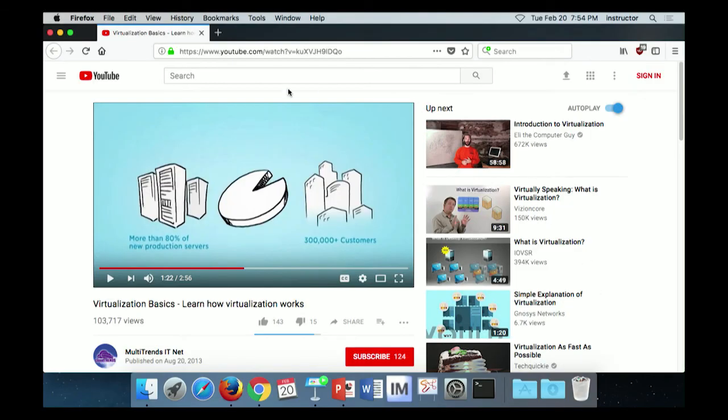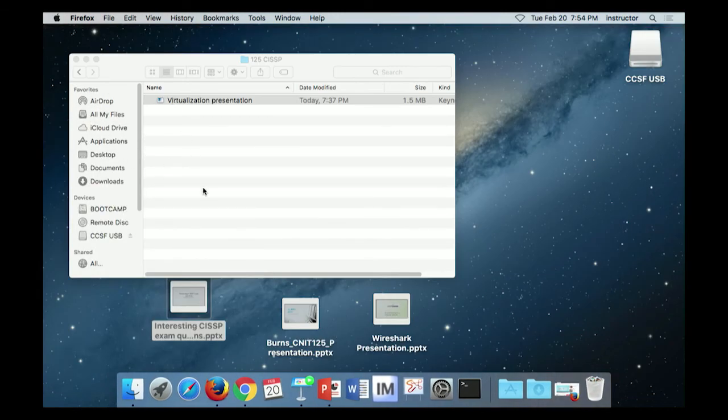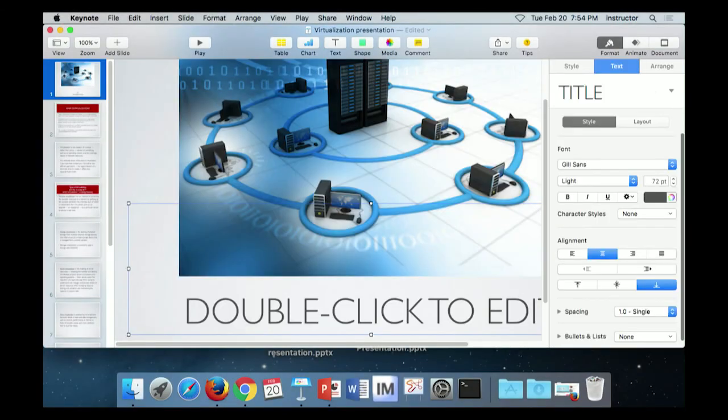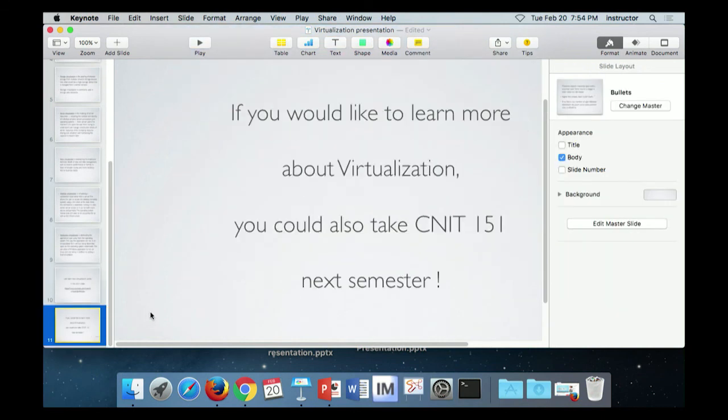And just to finish up, what I wanted to mention also is that, I guess it's here. Okay, well, where's my last slide? Well, you've run out of time. It's right here, that you can take CNIT 151 if you're interested to learn more about virtualization. Okay, thank you.